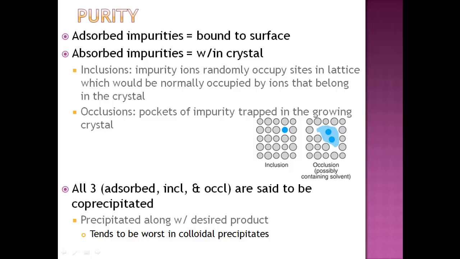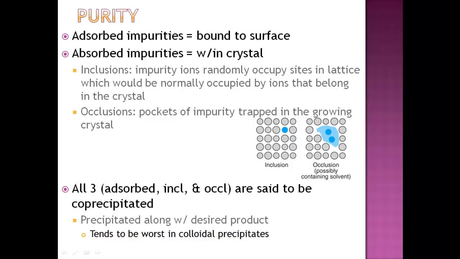Adsorbed is bound to the surface, and absorbed is within the crystal. But in this section, we're talking about impurities, so we don't want those, right? We want to get rid of those. Now, when we talk about absorbed impurities, those within the crystal, there are two types.